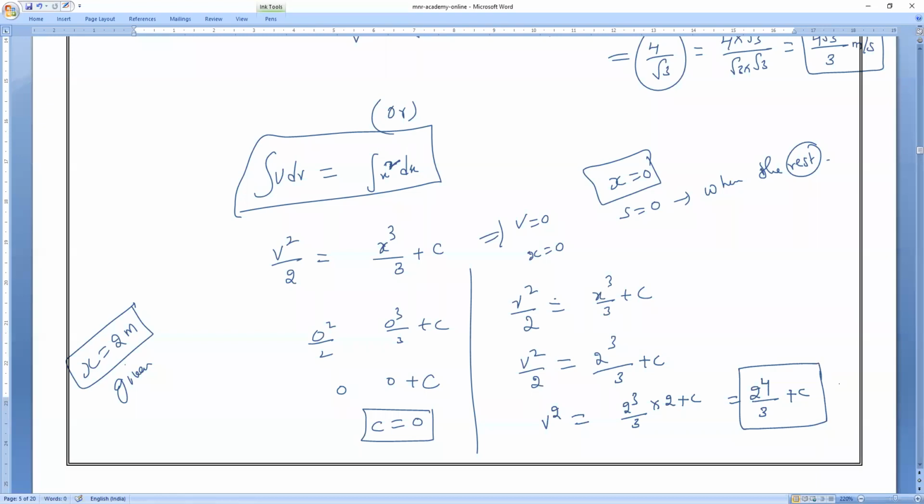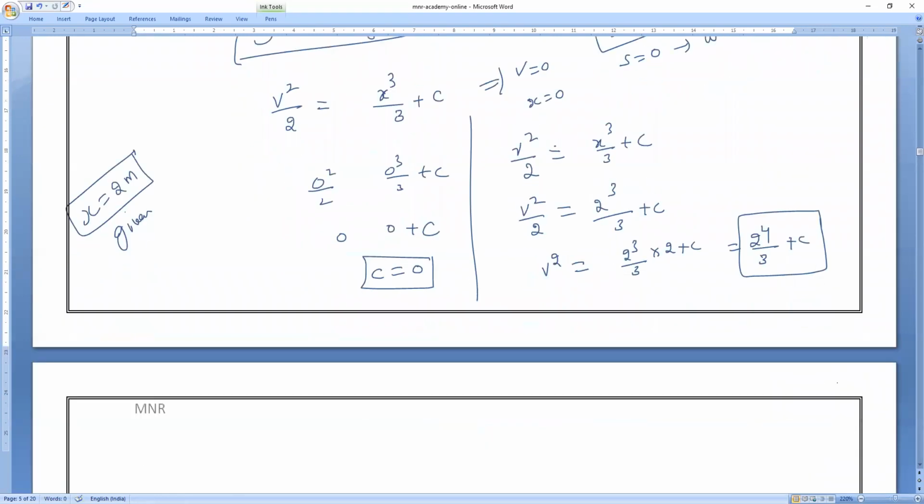Into c. So 2 power 4, what is the answer? 2 power 4 means 16 by 3 plus 16 c. So that is the answer. Okay? Understood or not? Yes, sir.